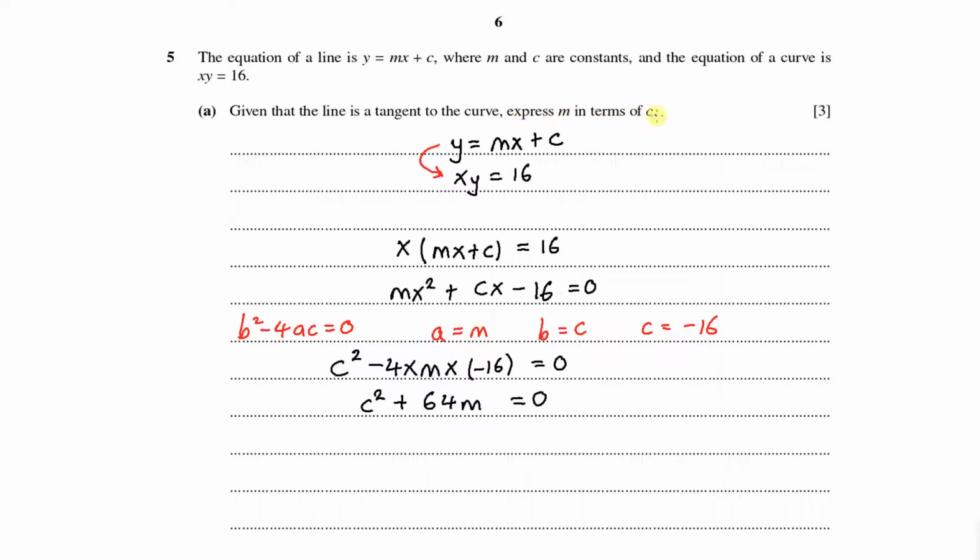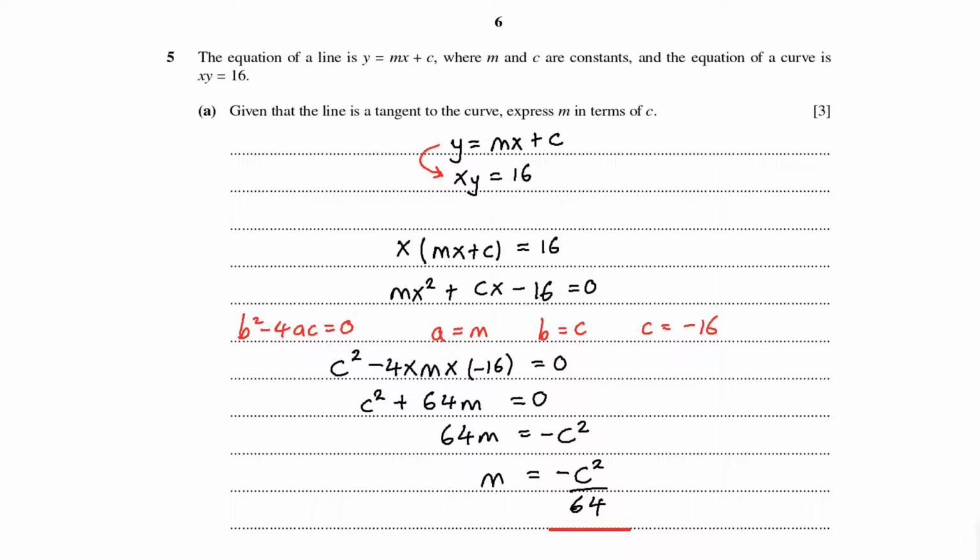So they say express m in terms of c, which means I'll take c squared to the other side, so 64m is equal to minus c squared, and divide both sides by 64, so m comes out as minus c squared over 64. So the answer right here should come out as minus c squared all divided by 64. That's how we do it.